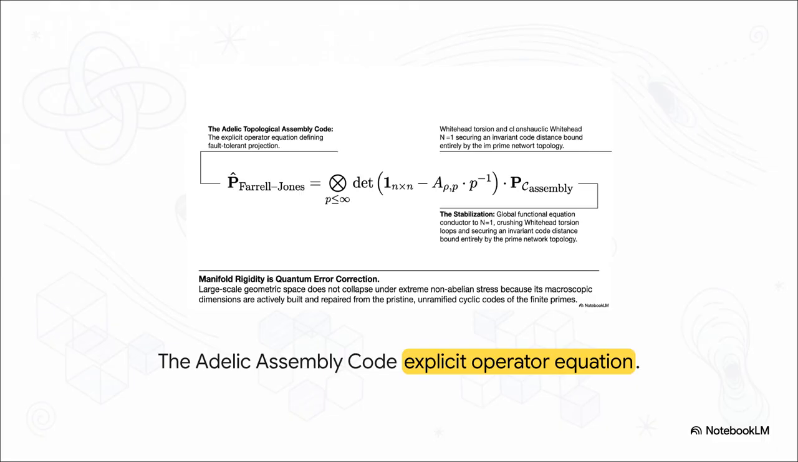Because the global functional equation rigidly clamps the overall cosmic conductor to exactly 1, the universe simply cannot tolerate these errors. Looking at this explicit operator equation, any local nonlinear Whitehead torsion anomalies that pop up are forcefully crushed by this tensor product. This instantly repairs the spacetime fabric and secures an invariant codistance.